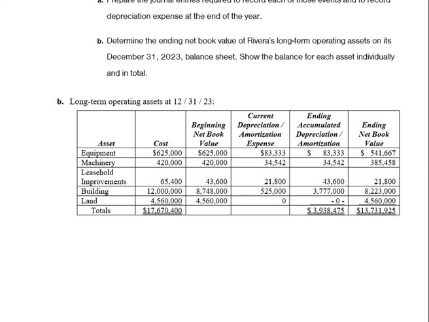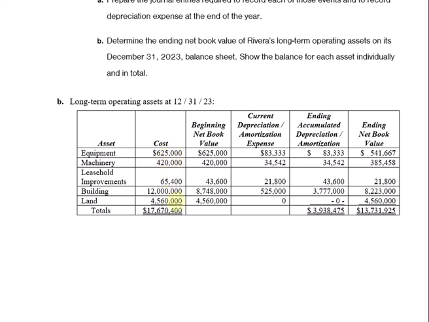Now we'll deal with part B, which says determine the ending net book value of Rivera's long-term operating assets. And here you see the solution. Now, how do we come up with this? Well, you've got to do the math. You've got to figure out what was the cost recorded on the books, what did you add to the depreciation by debiting depreciation expense and crediting accumulated depreciation, or what did you reduce because we sold assets. You probably want to use T accounts to figure out what your balances are, since we've got more than one account.